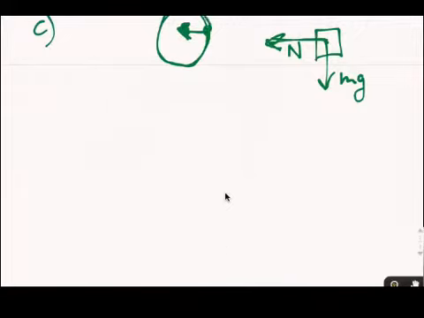It's traveling around usually at a constant speed, but the velocity is changing because the direction is towards the center. So it's accelerating because it's changing direction.